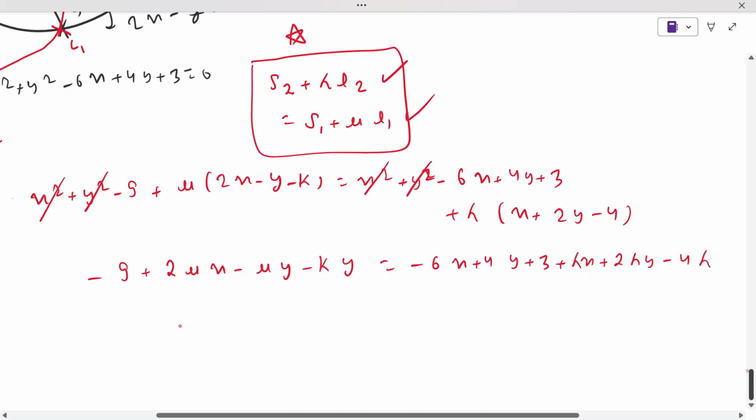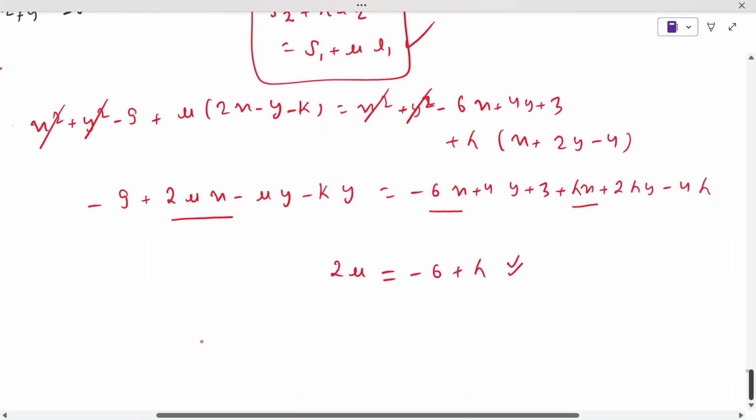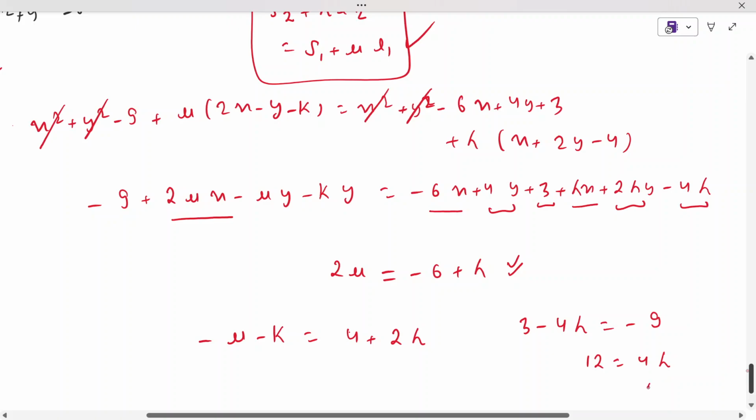Then I have 2 mu x, this one and this one. So I should write 2 mu equal to minus 6 plus lambda. Got it? And now I have minus mu minus k, that should be equal to the y terms, so 4 plus 2 lambda. Fine. Now 3 minus 4 lambda, this one and this one, and that should be equal to minus 3. Then 12 is equal to 4 lambda, so lambda is equal to 3. And when lambda is equal to 3, 2 mu is equal to minus 3, so mu is equal to minus 3 by 2.